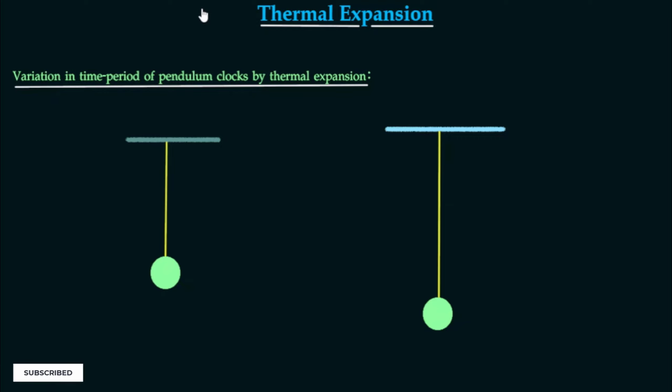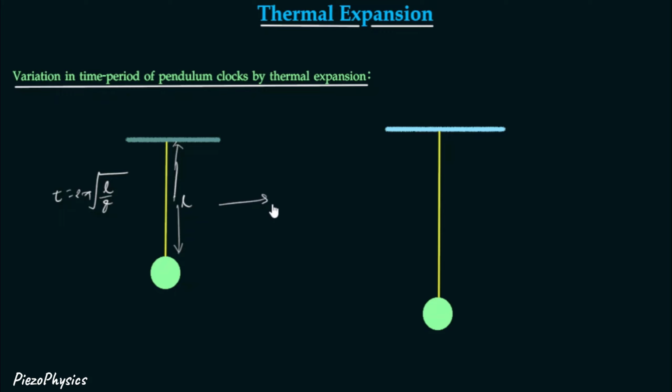In this particular video, we are going to discuss variation in time period of pendulum clocks by thermal expansion, right? Consider we have one pendulum clock which has length L. So its time period will be T equals 2 pi square root of L divided by g.